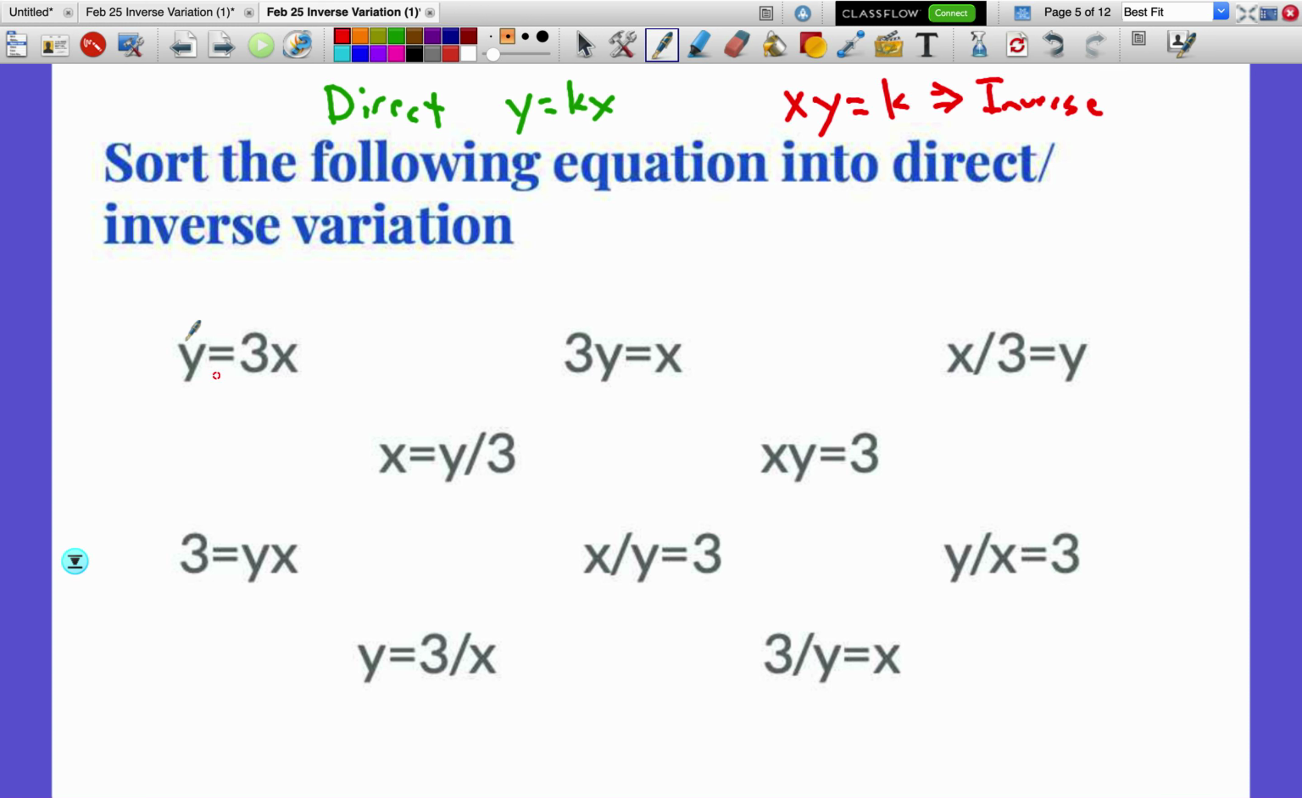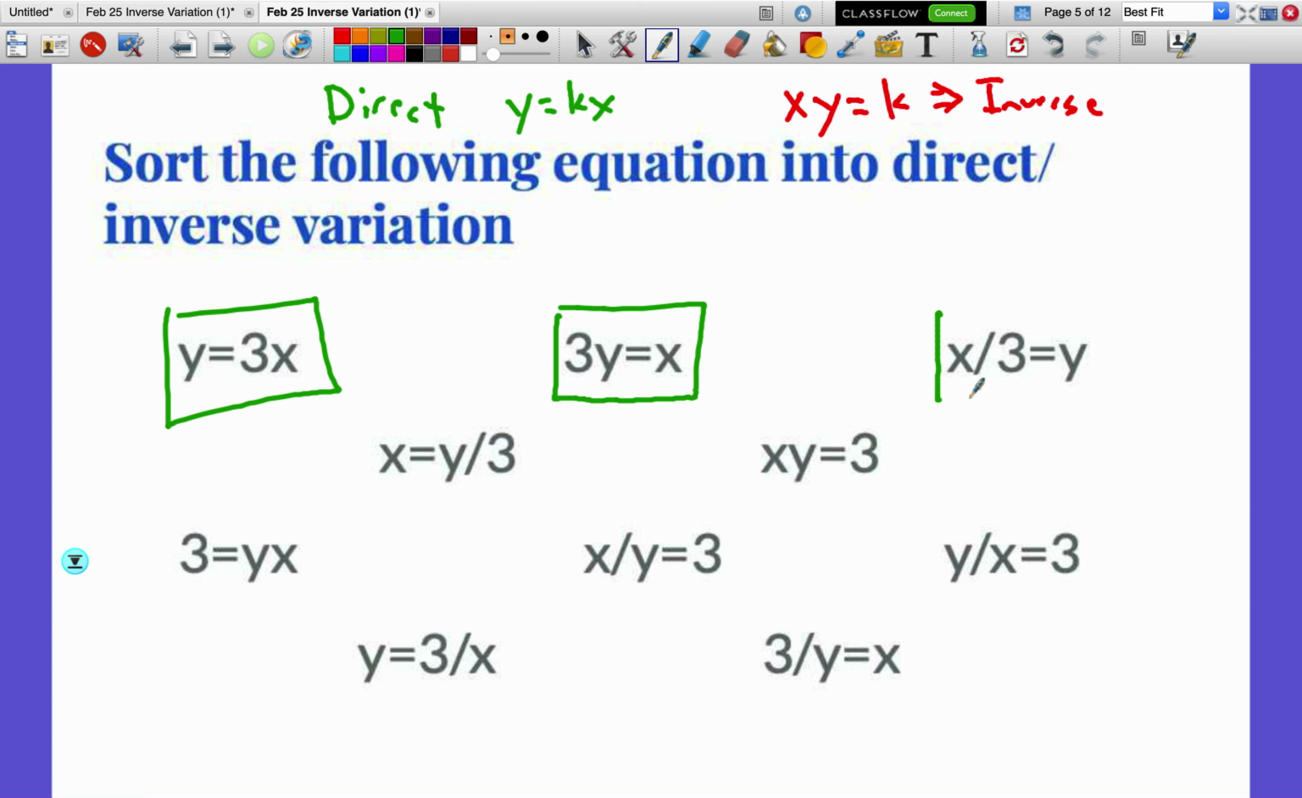All right, so this first one, that's direct. That's already in y equals kx. And this one here, I could just divide that 3 over. My k value would now be 1/3. But what's important is just that x and y are just across from each other. Whenever that happens, it's still direct. So we're doing green for direct.